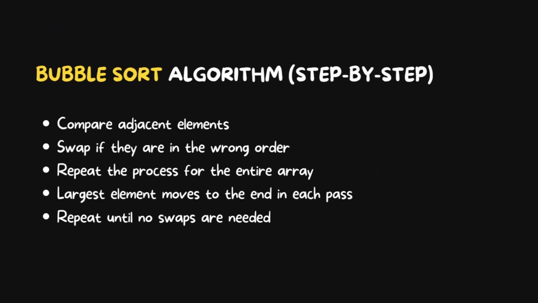This is the algorithm of bubble sort. First step is to compare adjacent elements, swap if they are in the wrong order, repeat the process for the entire array, the largest element moves to the end in each pass, repeat until no swaps are needed.